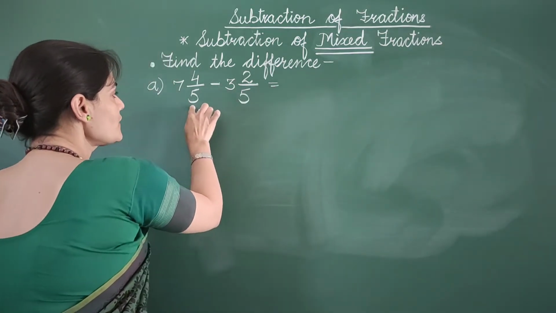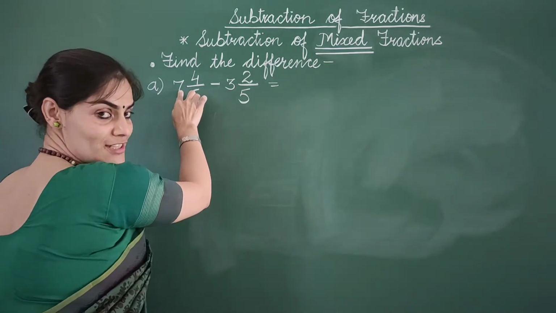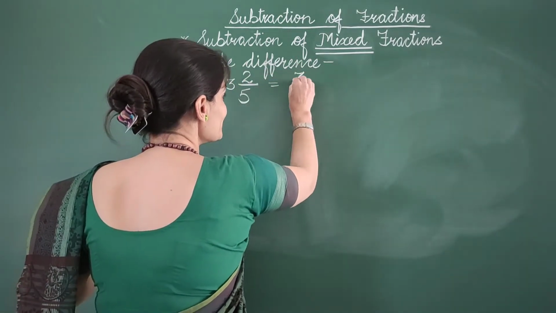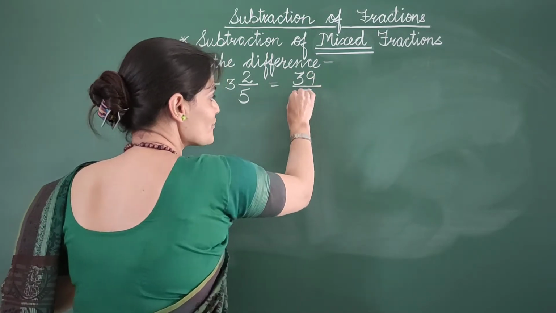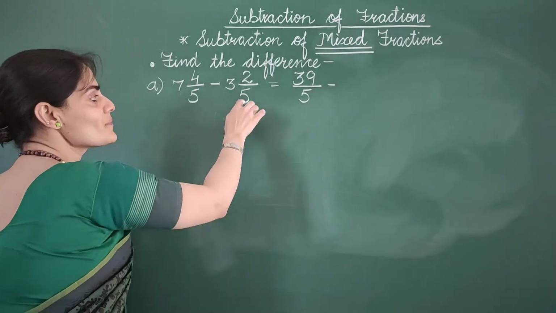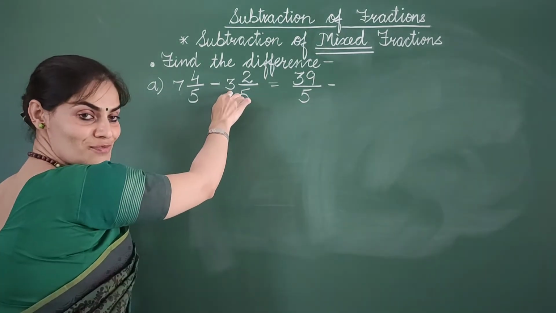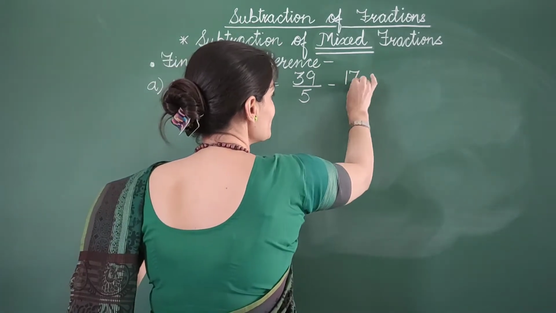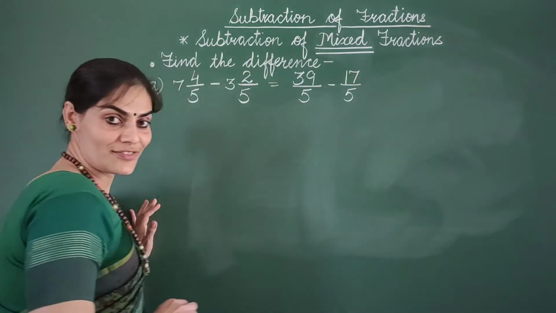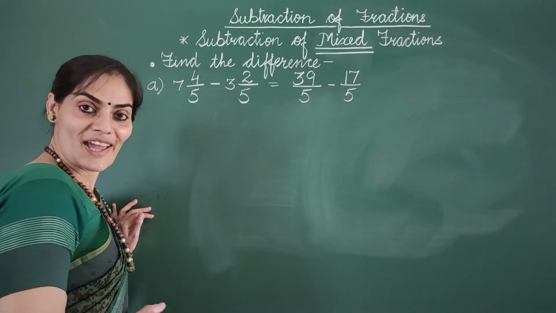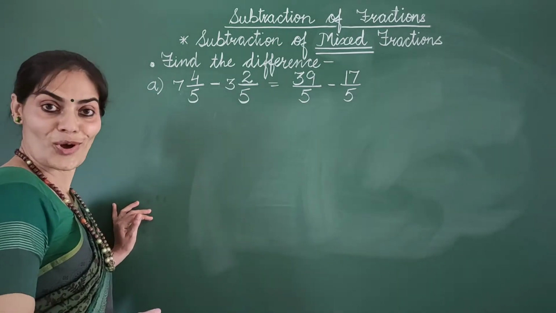So 5 times 7 gives us 35. 35 plus 4 is equal to 39 upon 5. Now from this we are going to subtract 5 times 3 is 15. 15 plus 2 gives us 17, 17 upon 5. And what do we observe? That these are like fractions as they have the same denominator.